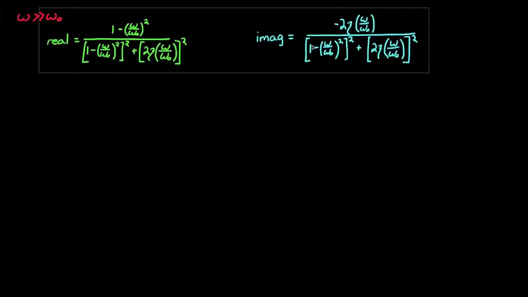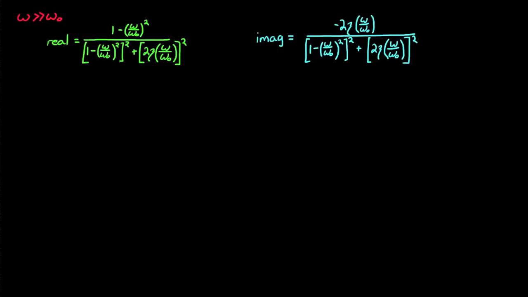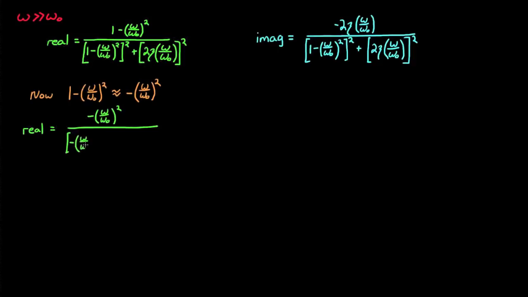So let's move on to the second case, and that's when the input frequency omega is much larger than the break frequency omega naught. Now omega over omega naught dominates the equation since it's a large number divided by a small number. And the numerator of the real component becomes negative omega over omega naught squared, since 1 minus a really large number is approximately the negative of that really large number. And following that logic, the denominator becomes this.